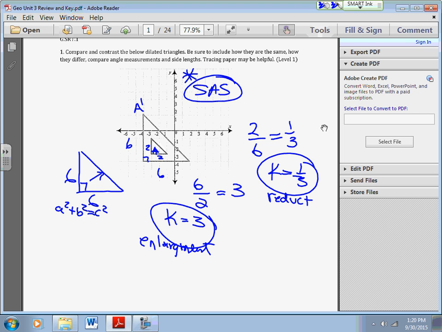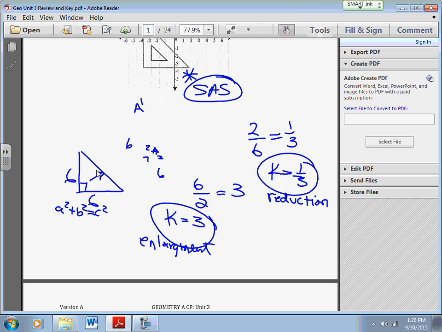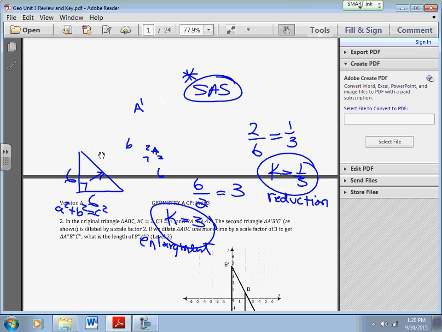Can everybody remember that you need to use the letter K to tell me that's the scale factor? K means scale factor, that's what I'm going to assume. All right. Everybody okay with that one right there? All right, let's go to the next one.